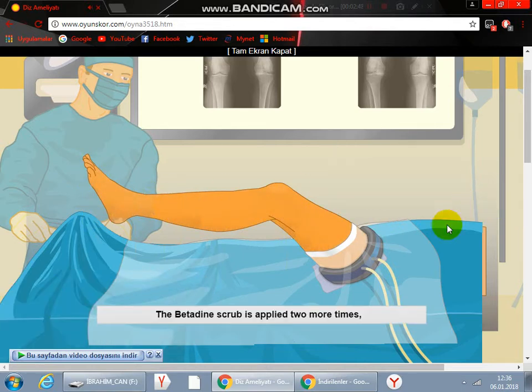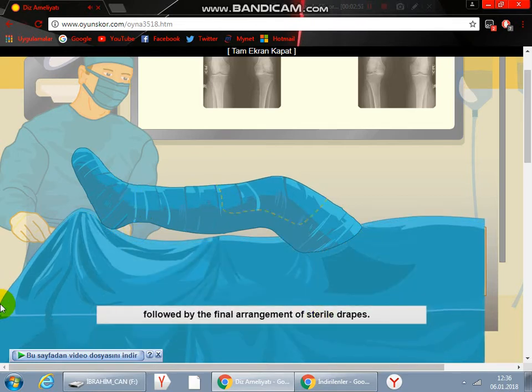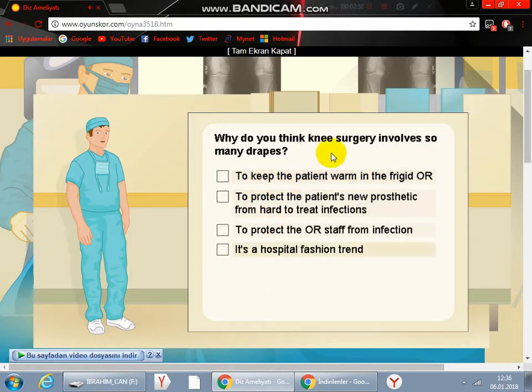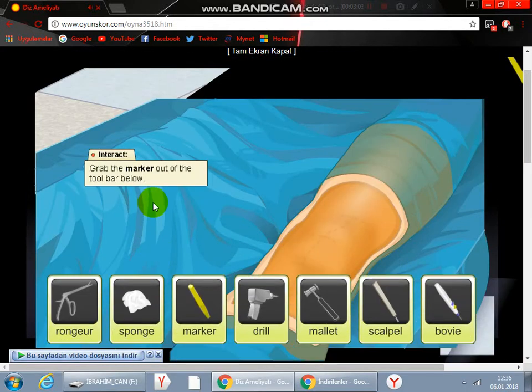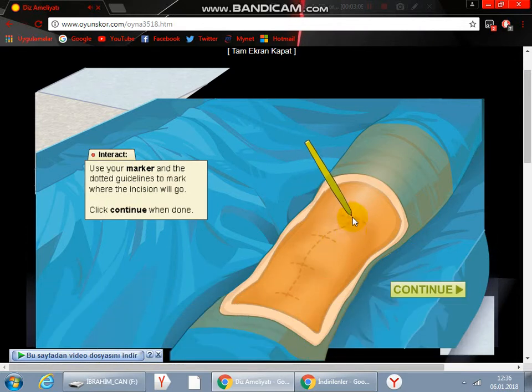Betadine scrub is applied 2 more times, followed by the final arrangement of sterile drapes. Why do you think knee surgery involves so many drapes? Good work. Use the sterile marker to draw the location for our incision. And don't forget to mark the perpendicular lines too. Typically, the incision line is 6 to 7 inches long.